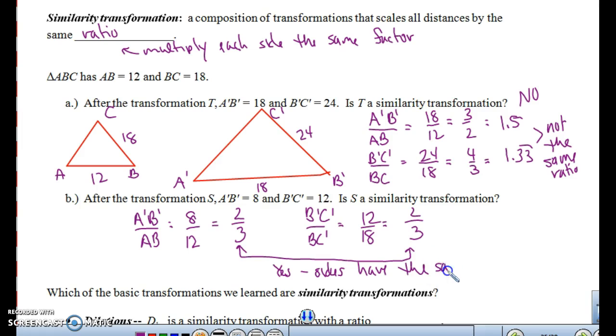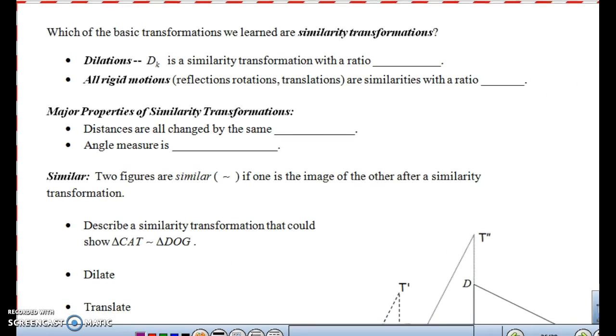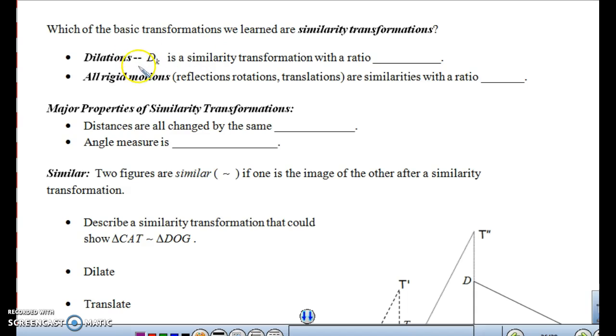So when they're in proportion, that means they have the same ratio. So when you have similar triangles, all of the sides must be in the same ratio. They must be multiplied by the same thing every time. So which of the basic transformations that we learned are similarity transformations? Well, the only transformation where we multiply is a dilation.